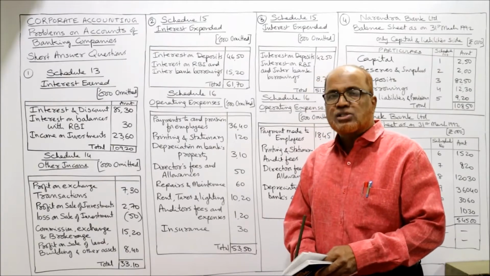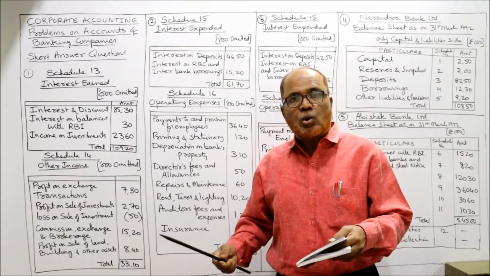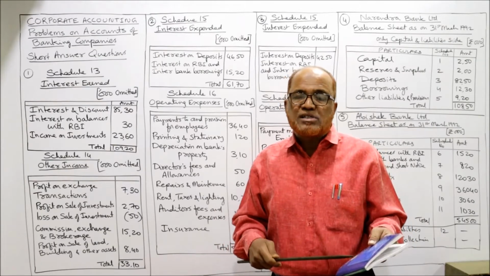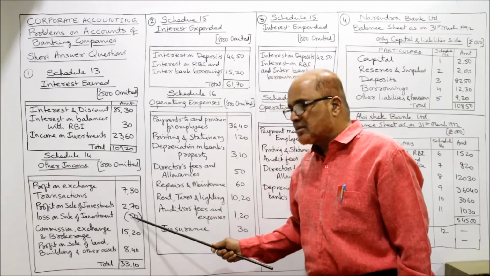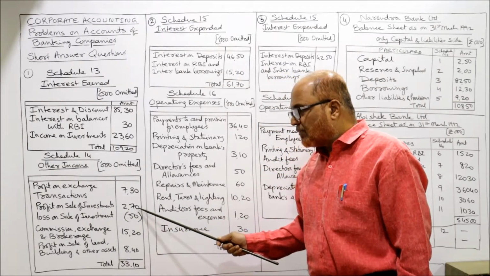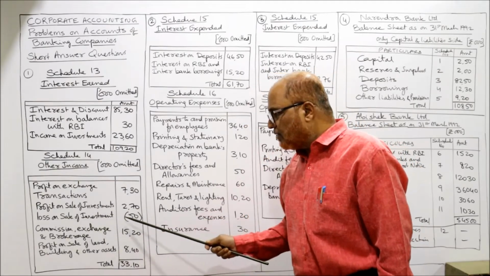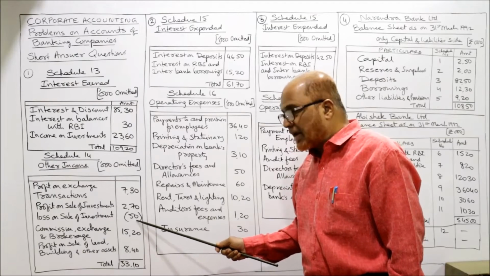Then loss on sale of investment, profit on sale of investment. Some investments are sold and earned a profit. Some investments are sold, incurred loss. The loss should be taken in bracket. Subtract. So profit on sale of investment 270 and loss on sale of investment 50. So this loss should be put in bracket. That means we have to subtract.